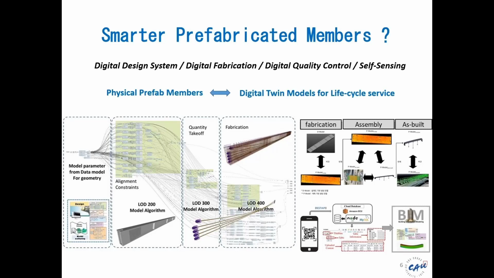And the model is linked to the performance model. So performance needs to be updated continuously because when you have pre-stressing, we have time-dependent behavior. So a very simple and low power sensor system is developed, and data from the sensors will update the model performance. So this is the concept of smart prefab members.